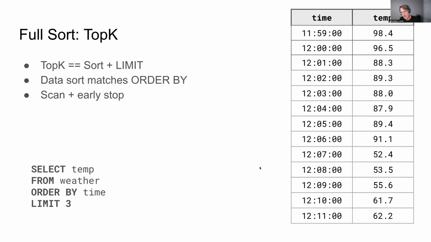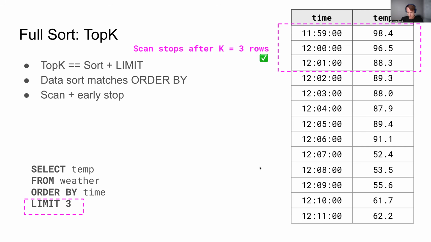In this case, however, interestingly, if your data is already sorted by the column in question, in this case time, and you only want three, it should be pretty straightforward. You can just read the first three rows, and that is your answer. You don't have to do any additional processing, which can be very fast if your data set is large.